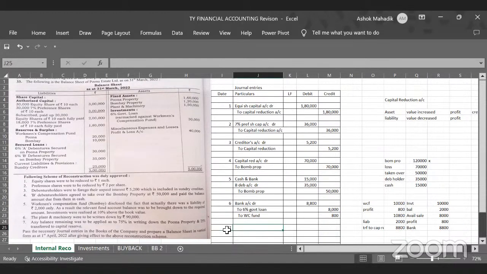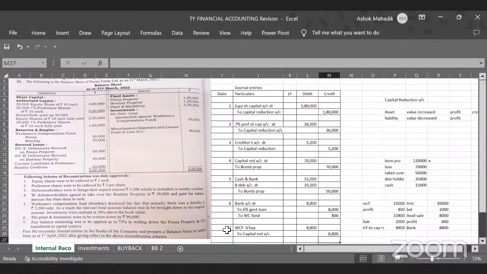Whenever you are transferring funds from one fund to the other, the fund from where you are transferring will be debited, and the fund to which you are transferring, in any entry, it will be credited. So we are transferring from Workman Compensation Fund. So I'll debit Workman Compensation Fund, Bombay, to capital reduction account, 8,800. I hope this is clear, students. Okay, we'll go to next one.